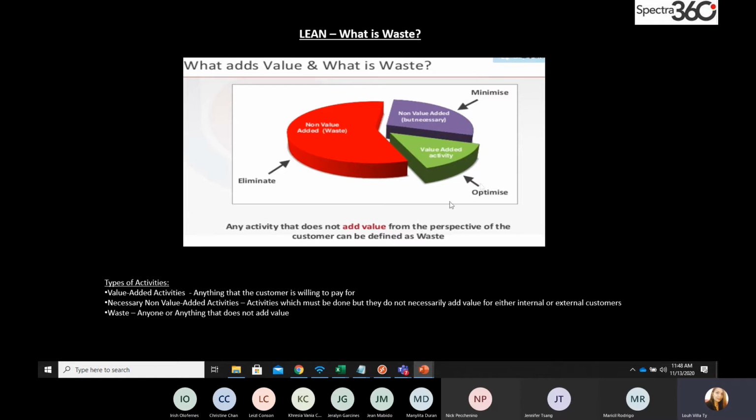Those are value added activities. And what are we going to do with them? We need to optimize them. So in this pie chart here, it's the green part, value added activity. We have to optimize the value added activities.